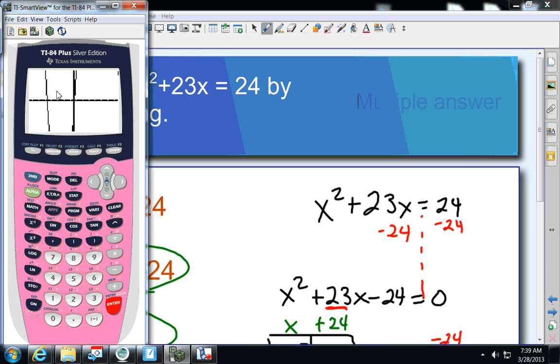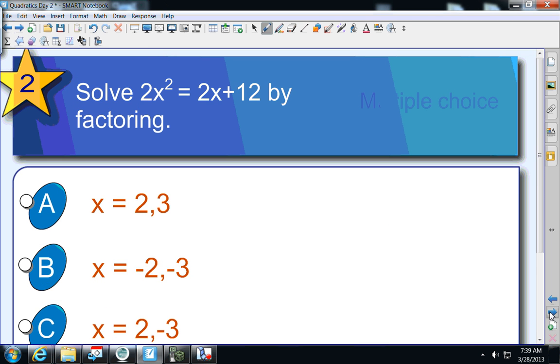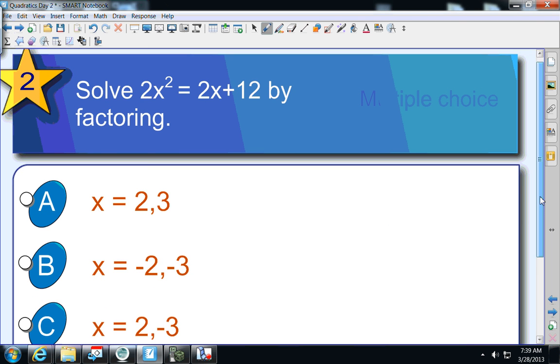So my solutions are the two spots where it crosses the x-axis, and you can look in the table to find them if there are those whole numbers where y is 0. Okay, right now, let's do the next one.